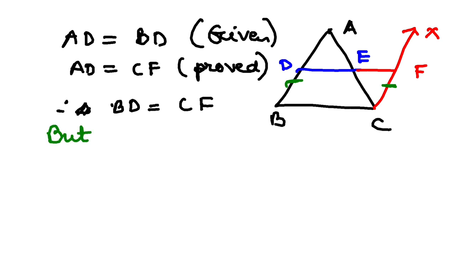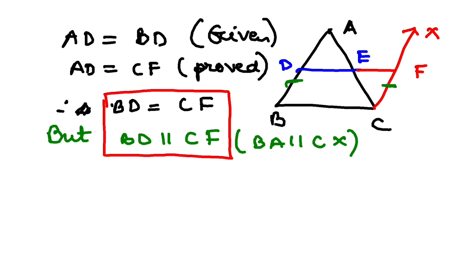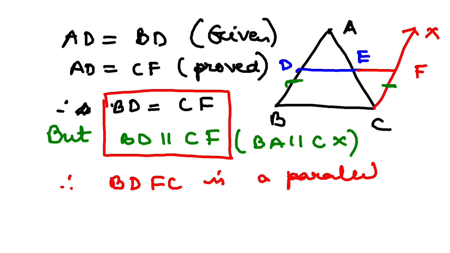But BD and CF are also parallel, because essentially, why? Because BA and CX are parallel. BD and CF are just parts of them. Okay, now this condition is very important. We have to use 8.8 now. One pair of sides equal and parallel. BD equal to CF, BD parallel to CF. So by using 8.8, what can I write? I can write BDFC is a parallelogram.